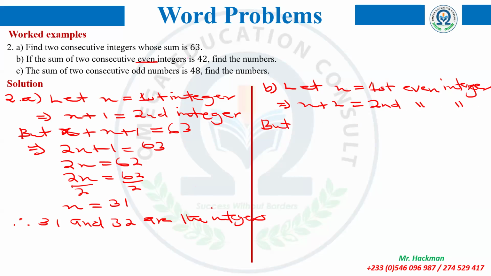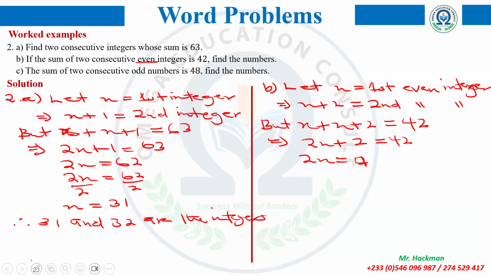Now again, let's look at the connection between the two, the relation. We are told that if you sum these two consecutive even integers, the result should give you 42. So it means x plus x plus 2 should be equal to 42. In this case, this implies that 2x plus 2 should be equal to 42. So you will get 2x equal to 42 minus 2, and that is 40.